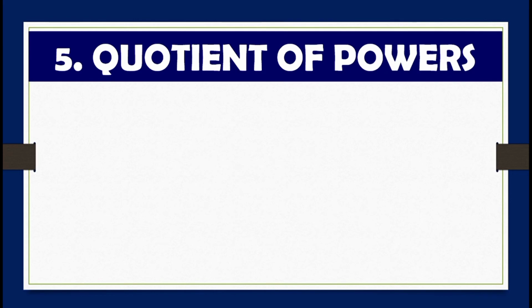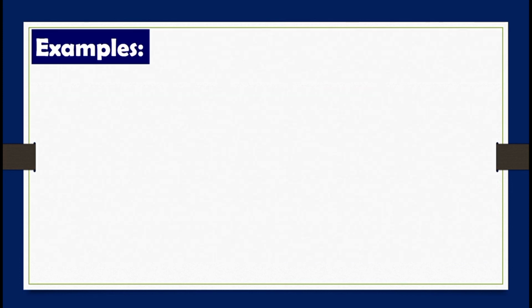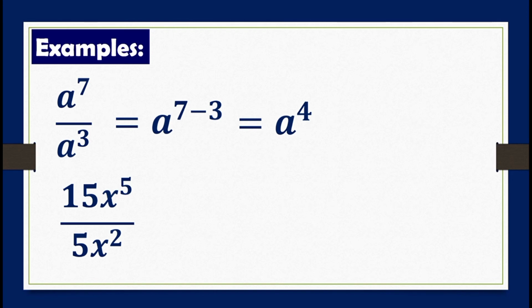Quotient of powers. For all integers m and n and any non-zero number a, a^m over a^n is equal to a raised to m minus n, where a is not equal to 0. Examples. a^7 over a^3. All we need to do is to subtract the exponent in the denominator from the exponent in the numerator. So a raised to 7 minus 3 will lead us to a final answer, which is a to the 4th power.